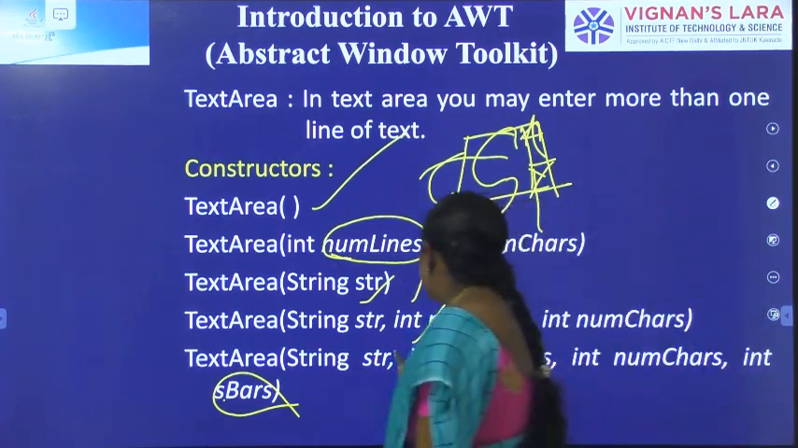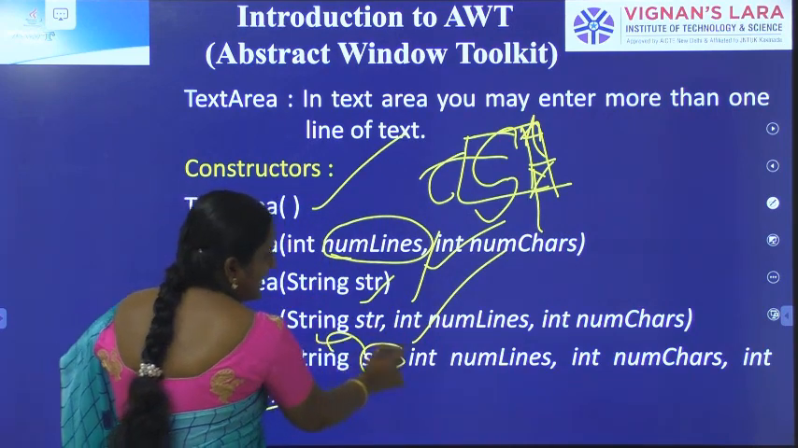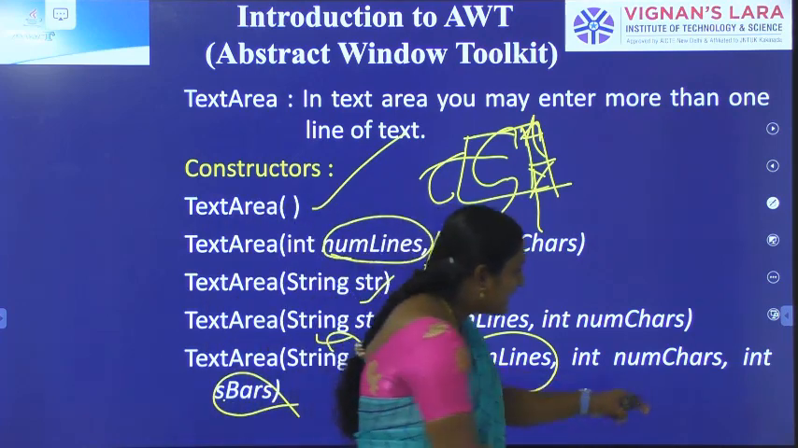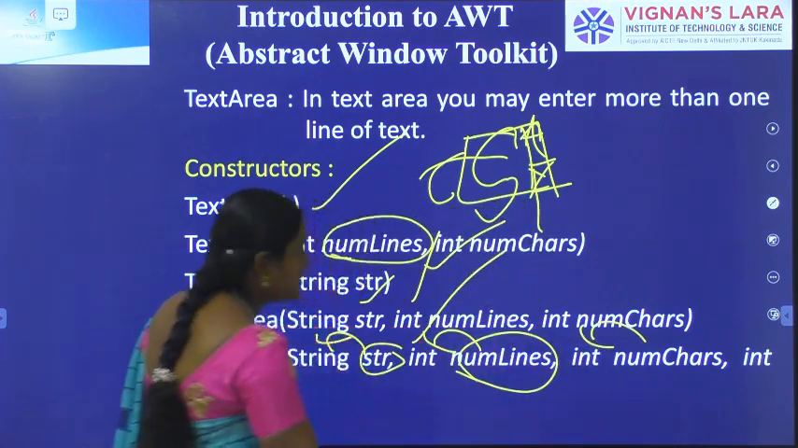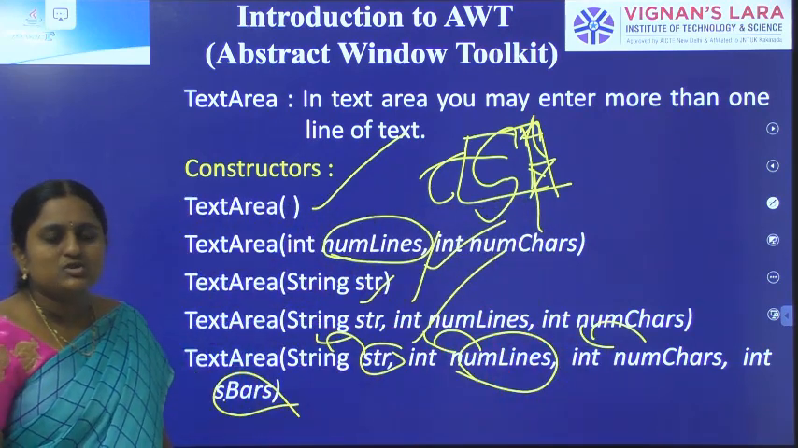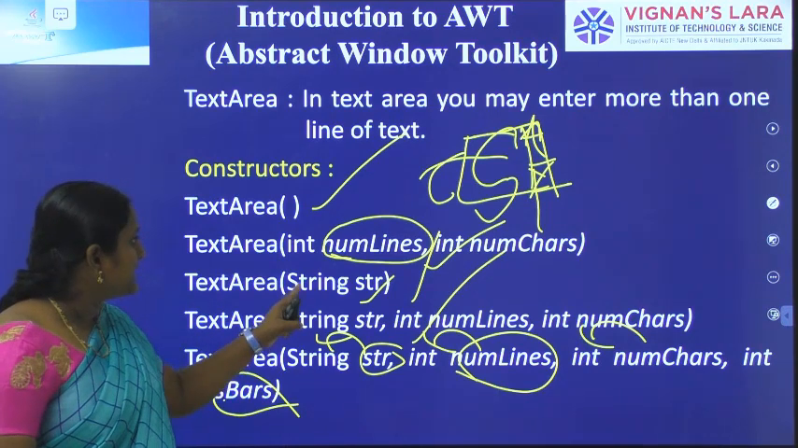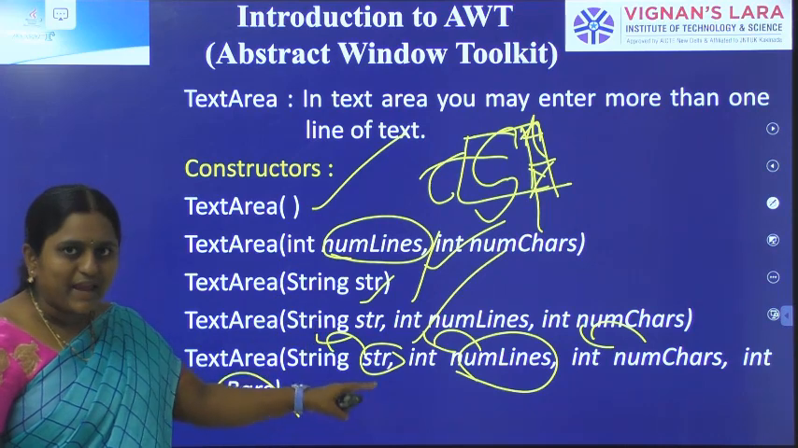So here str is string type. How many lines are there? It is integer type in the TextArea. Number of characters is integer type. Scroll bar is also integer type. These all are the constructors defined by the TextArea: the default constructor, number of lines, number of characters.